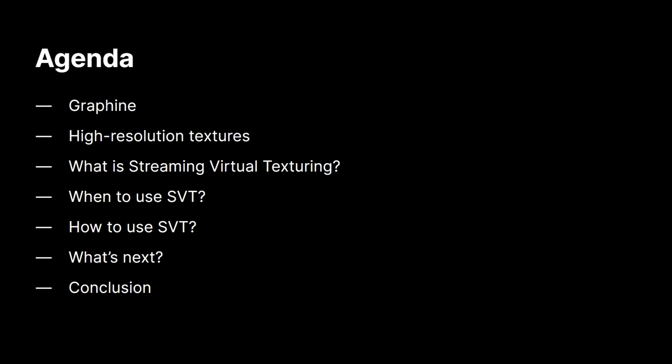I'll introduce Graphine, a middleware company. I'll talk about high resolution textures and what problems they create. Then we'll dive into what streaming virtual texturing is, when you best apply it, and how to use it. What is next after that? What is on our roadmap? And then some final words to conclude this presentation.